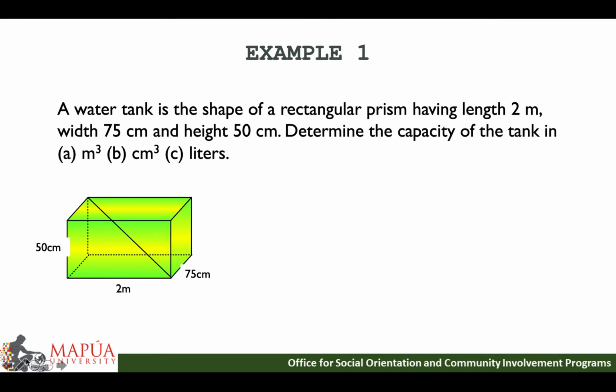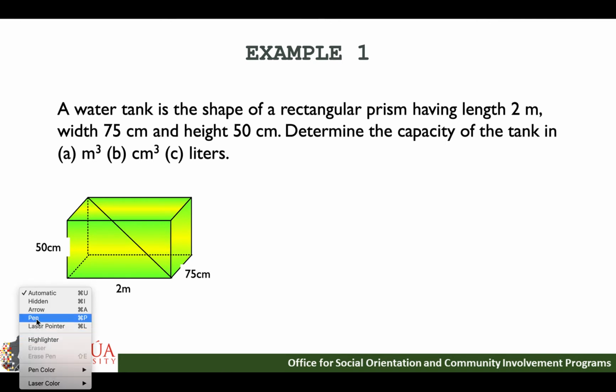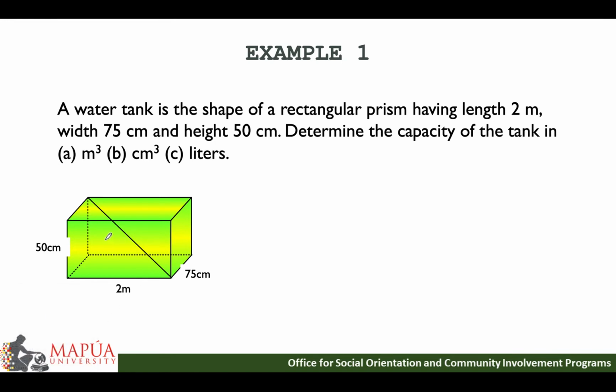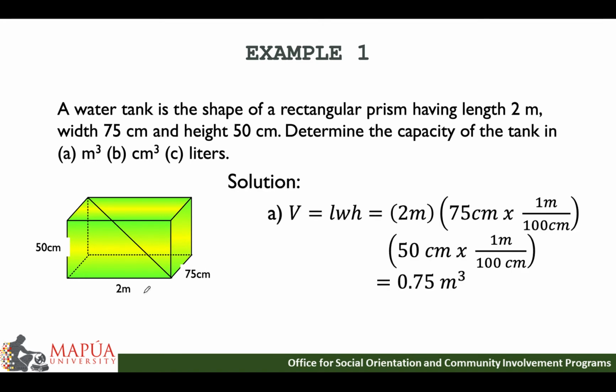So this is the shape of a rectangular solid or prism. We have the height, which is 50 centimeters, the width, which is 75 centimeters, and the length, which is 2 meters, or equivalent to 2 meters times 100, or 200 centimeters. For letter A, we want the volume in cubic meters. So this is the formula: length times width times height.